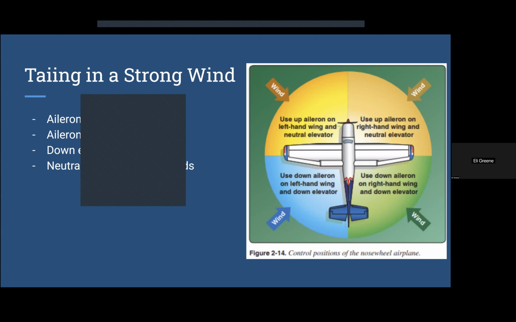you have your airplane flying this direction.